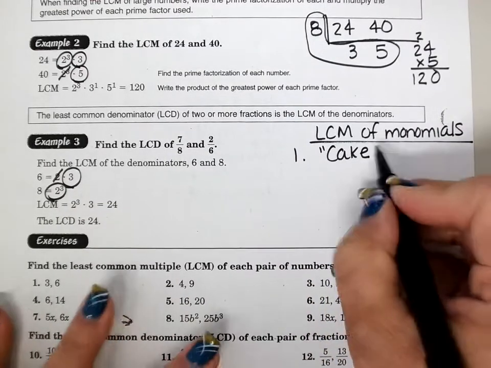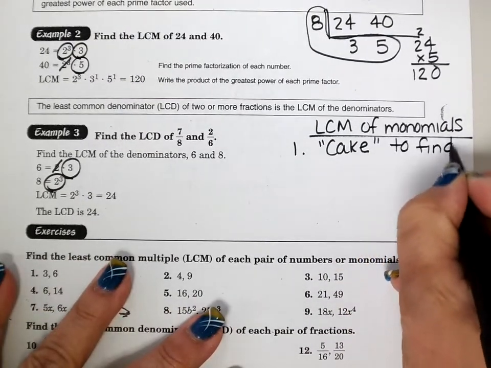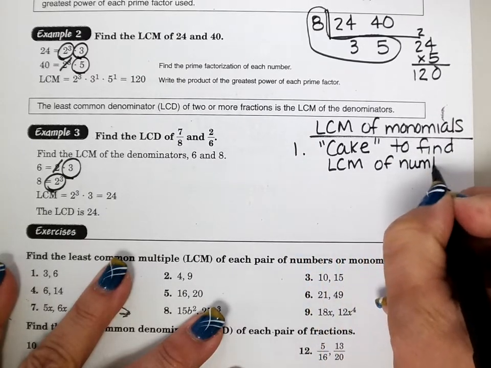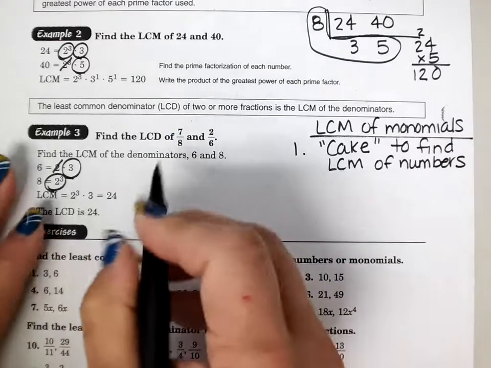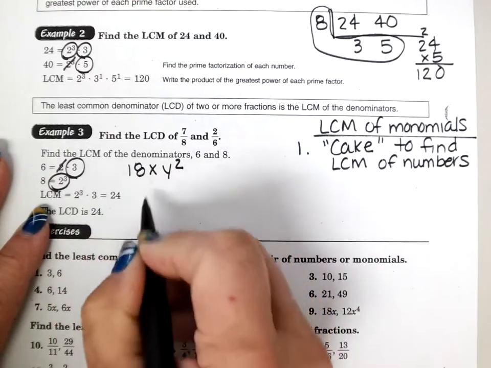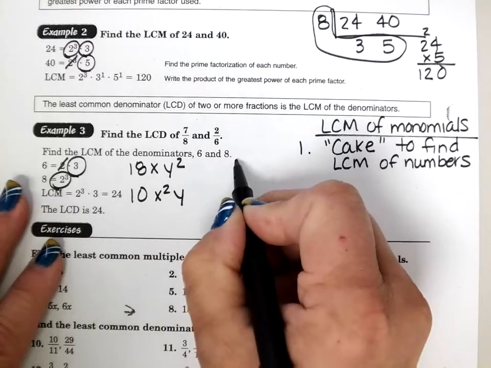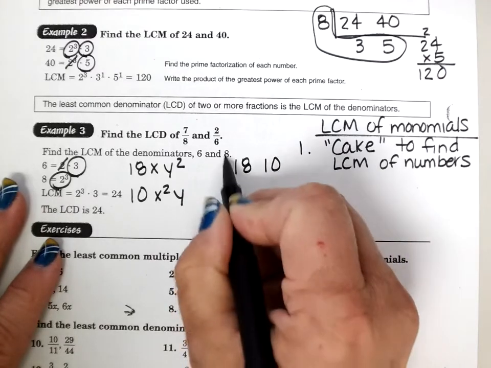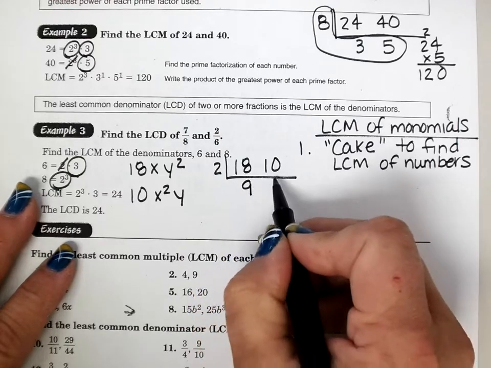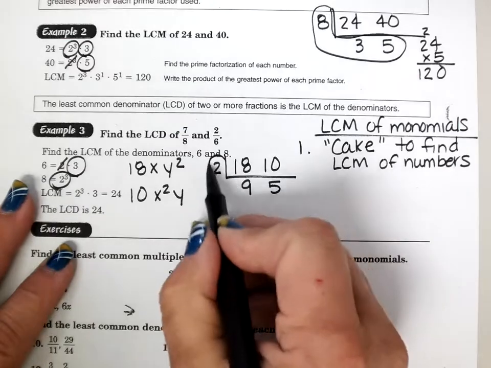If I have bigger numbers, to find least common multiple of numbers. So let's say that we have 18xy squared and 10x squared y. So I'm going to do the cake for the 18 and the 10. I'm going to use 2 because I can't think of anything else right now. That would be 2 times 9, and this one would be 2 times 5. 5 and 9 don't have anything in common, so that means I'm done.